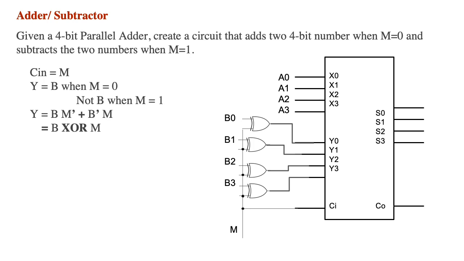So each bit in B, we XOR it with the same m that we have. This way, this will guarantee that we'll take B as it is if we're performing addition, or if m is 0, y is equal to b directly. If m is 1, we will take the complement of b. If you're still unsure, you can simply trace each case. So just give a value for m and for b, and then try to trace the output and see what it would be.